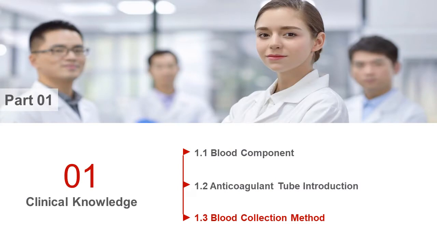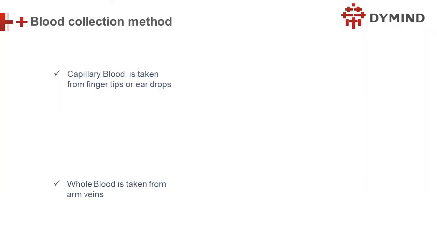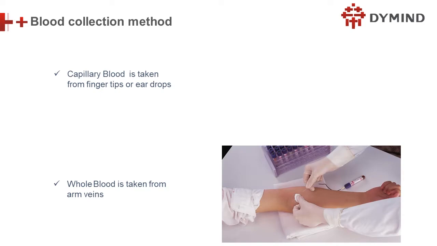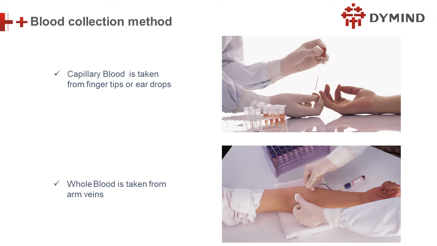Number 3 is the blood collection method. Why would we like to introduce this part? Because sometimes the problem is not from our machine, but from the way of the operators. The upper picture shows how to do capillary blood collection. We can get the blood from the fingertips or earlobes, and we have to use the needle to punch the finger, and then after that we remove the first drop and use the glass tube to do the collecting, and then push the blood into the bullet.